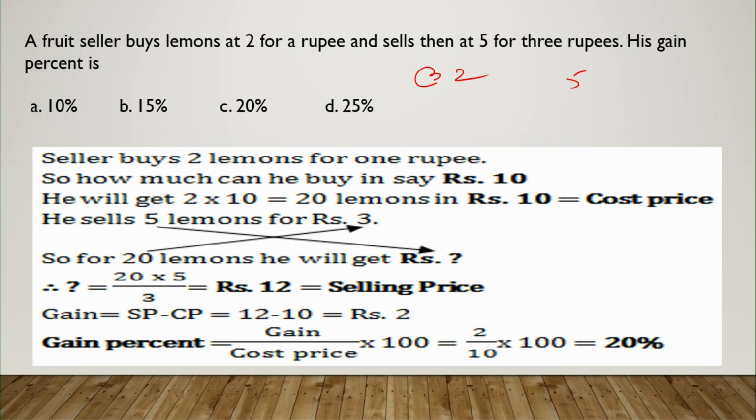2 for a rupee means here the cost of each one is 50 paisa. And 5 for 3 rupees, correct? 5 for 3 rupees means each one is 3 by 5, which means here 60 paisa. Don't forget, it's 60 paisa. Each one is 60.